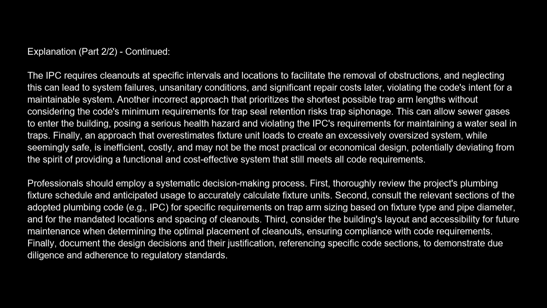Professionals should employ a systematic decision-making process. First, thoroughly review the project's plumbing fixture schedule and anticipated usage to accurately calculate fixture units. Second, consult the relevant sections of the adopted plumbing code, e.g., IPC, for specific requirements on trap arm sizing based on fixture type and pipe diameter, and for the mandated locations and spacing of cleanouts.